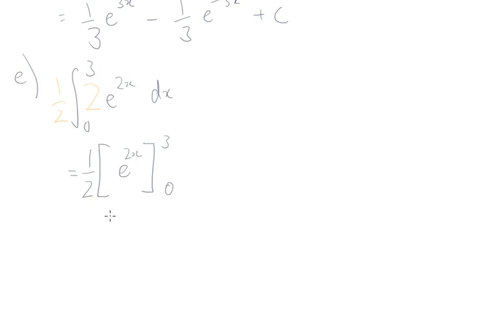Then e to the 2x. So a half, and it's going to be e to the 6 minus e to the 0, which is a half, then it's e to the 6 minus 1. Okay. And if it was an area question, we'd be including units here, but we don't know if it's area per se.